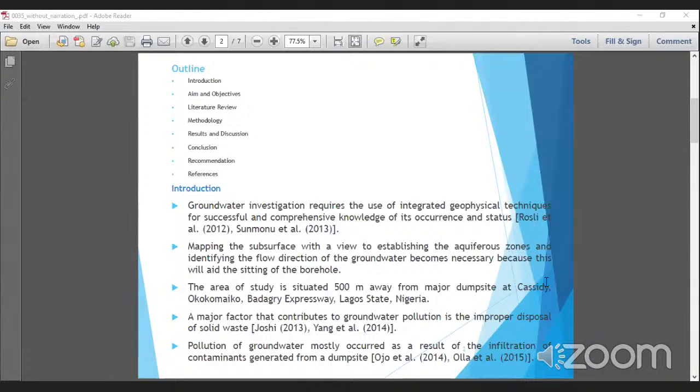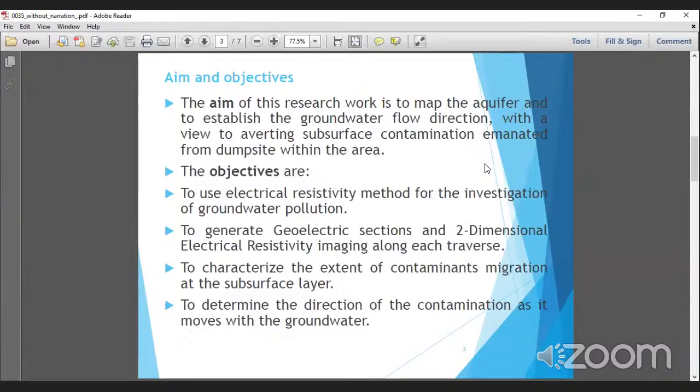We are looking at the area, which I've mentioned before, situated about 500 meters away from the Lagos-Badagry Expressway, and that's what we call a dump site, at Cassidy Okomaiko, Badagry Expressway. The major factor that contributes to groundwater pollution is the improper disposal of solid waste, as recorded by some people like Josie 2013, Yang et al. 2014.